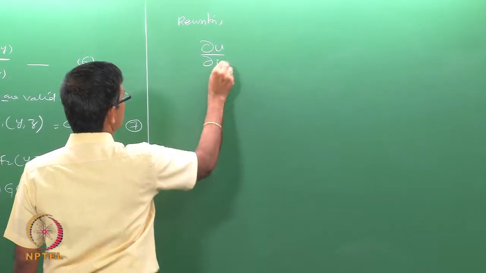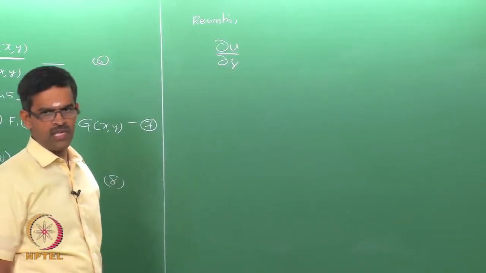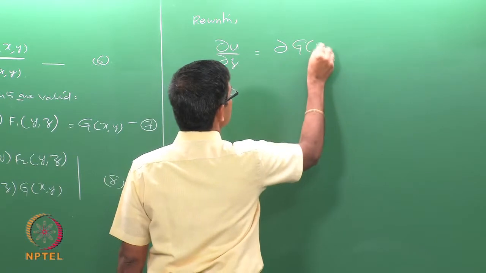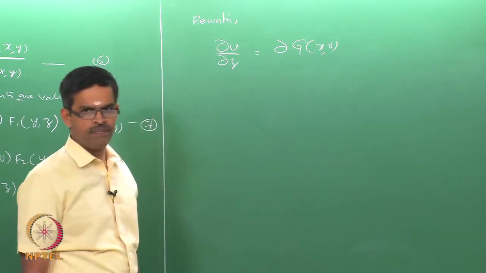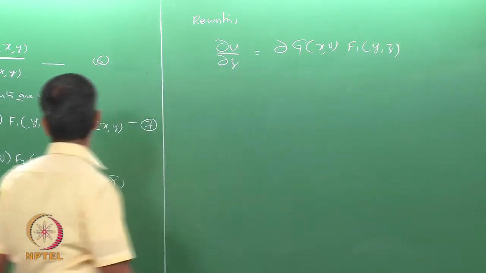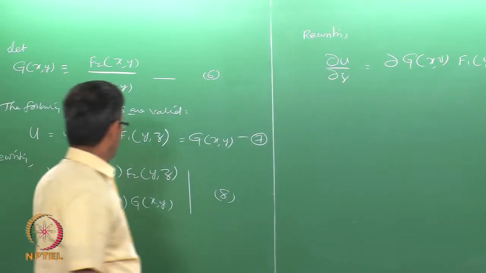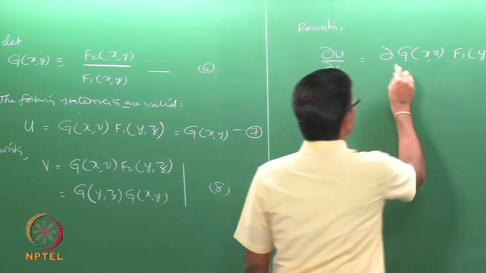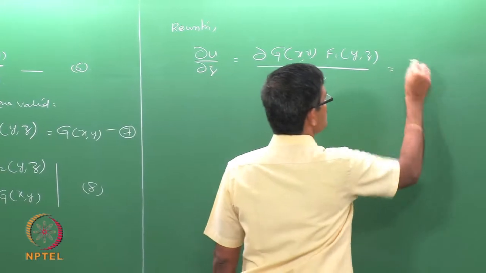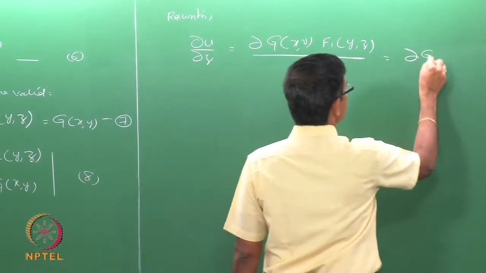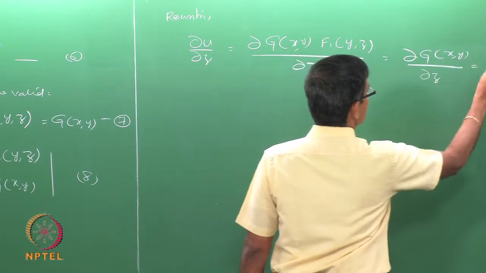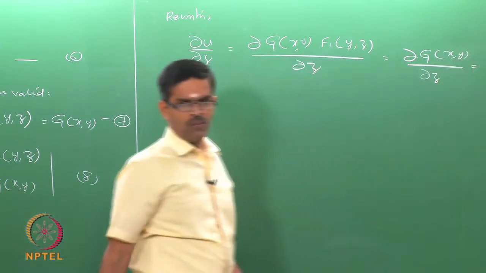Partial derivative of u with respect to z can be partial derivative of g x v, f1 y z, divided by dou z, which can also be said as partial derivative of g x y with dou z, which can be set to 0.